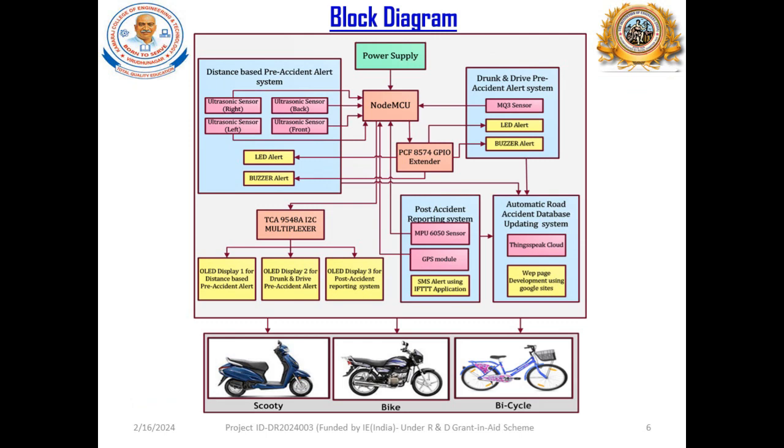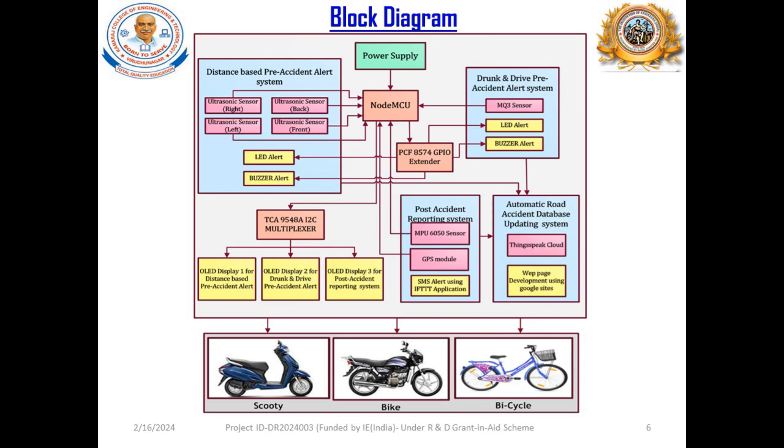I already told that it consists of the distance-based pre-accident alert system, drunk and drive pre-accident alert system, post-accident reporting system, and automatic road accident database updating system. The distance-based pre-accident alert system consists of 4 ultrasonic sensors fitted on the 4 sides of the two-wheeler, with buzzer alert and LED alert. Similarly, the drunk and drive pre-accident alert system consists of an MQ3 sensor, which is an alcohol consumption measurement sensor, again with buzzer alert and LED alert.